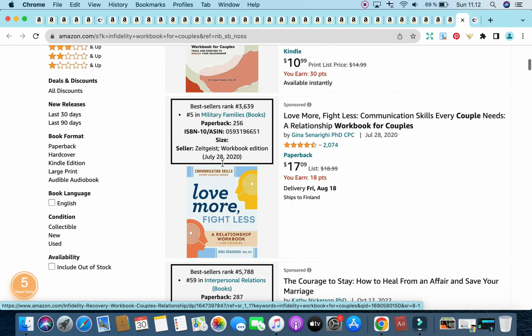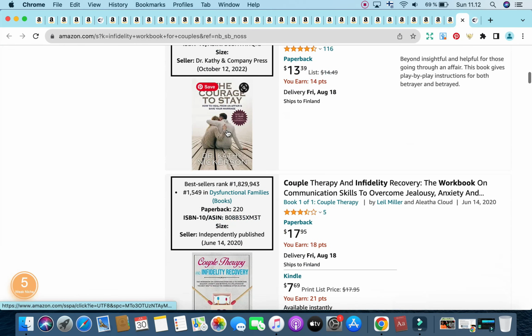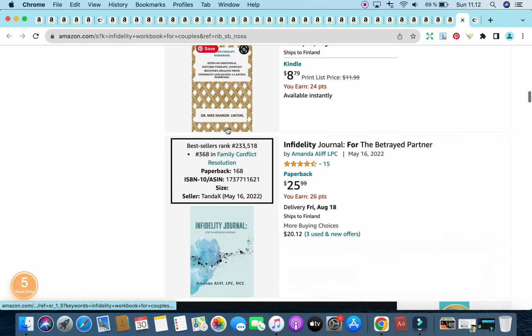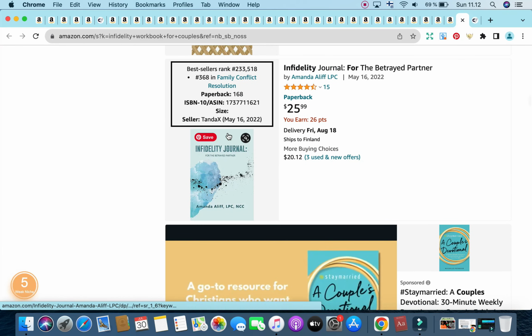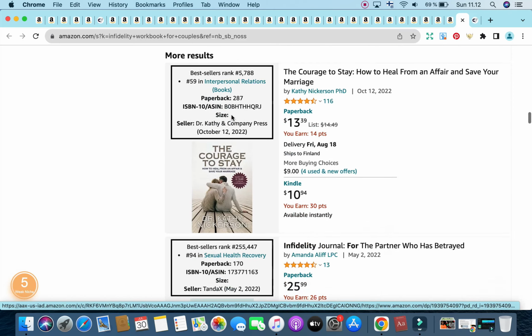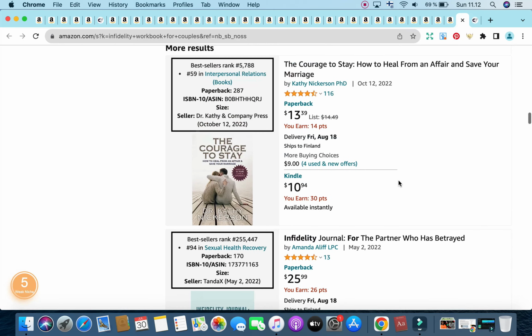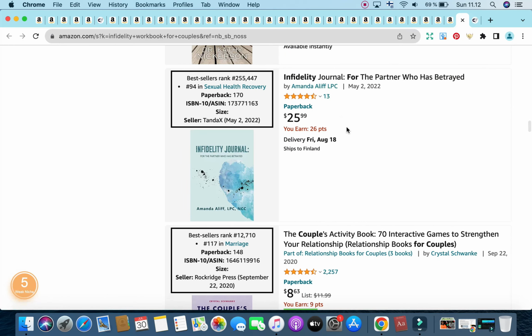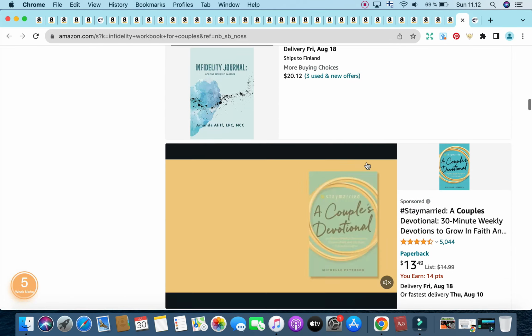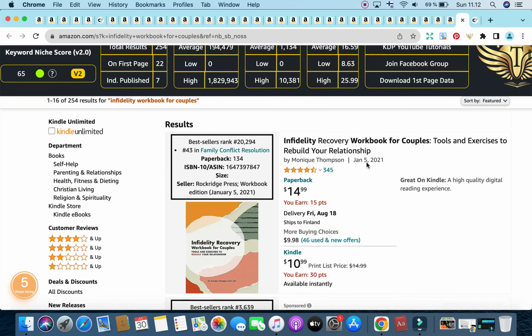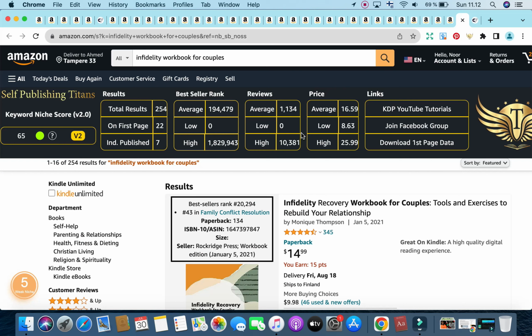And as you can see here, scrolling down, there are a lot of books using this keyword that are selling quite well. Also, the ratings indicate that customers are happy with the books. Now, one thing I would bear in mind is I would choose the top 3 results that are not sponsored, so there are no ads running. I would choose them to compare and get an overview of the niche.